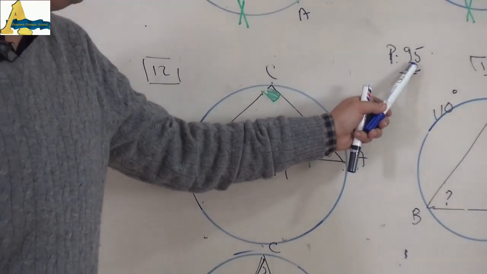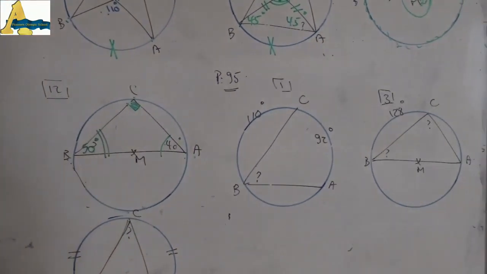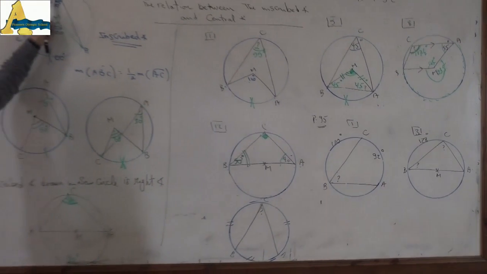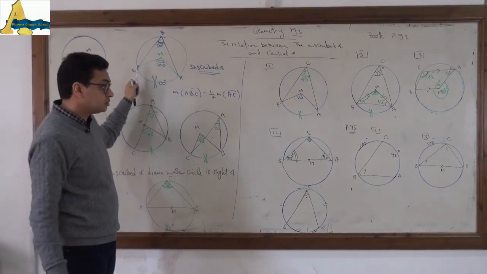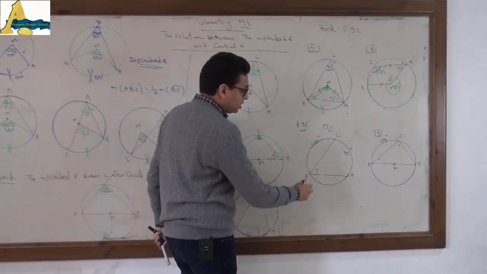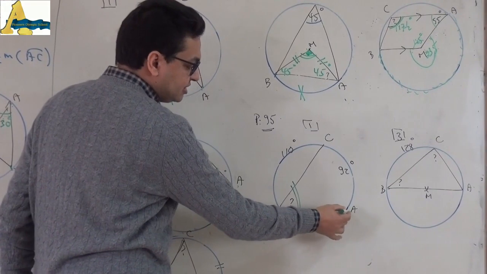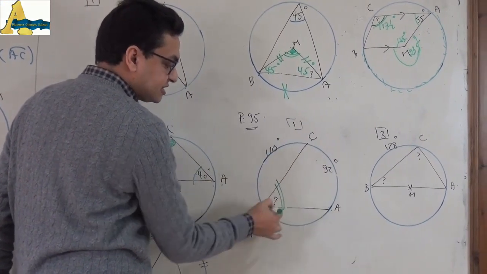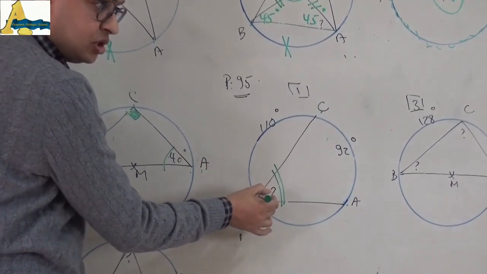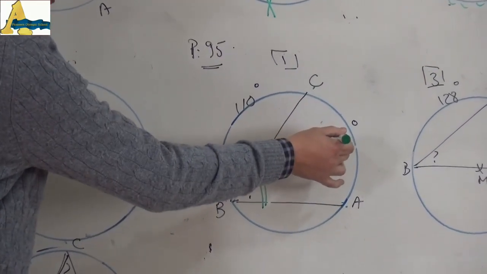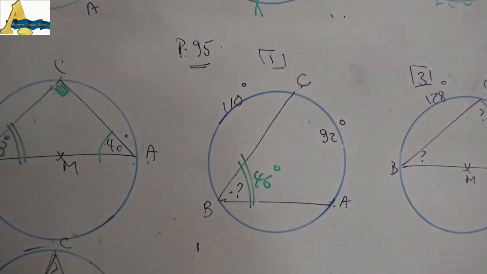Page 95 in your school book, number 1. We said the measure of an inscribed angle equals half the measure of the arc subtended by it. How to find the measure of angle B? Angle B is an inscribed angle subtended by the arc AC, so its measure is half the measure of its subtended arc, so 46 degrees.